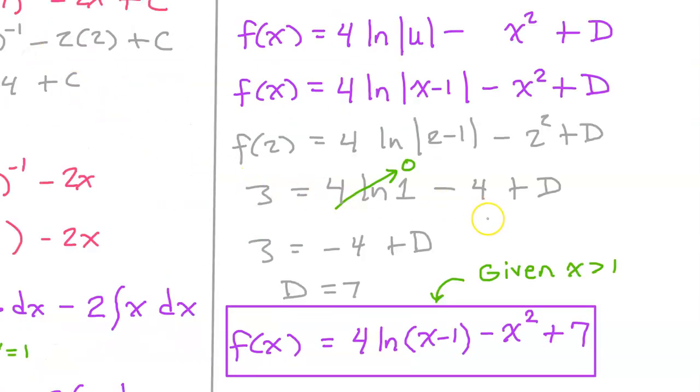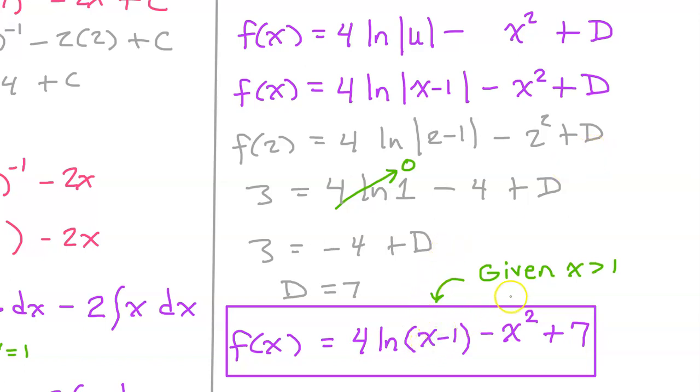Before I move on to the next problem, let me say two small things. First of all, I went ahead and replaced all of my c's with d's because in a previous step, I already used the variable c as the constant of integration. So I need a new variable because this is a different constant. So I called it d.